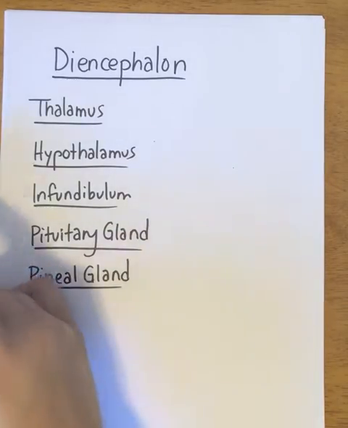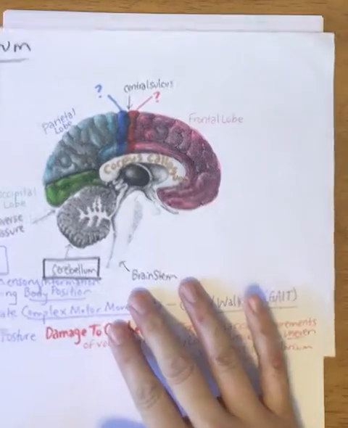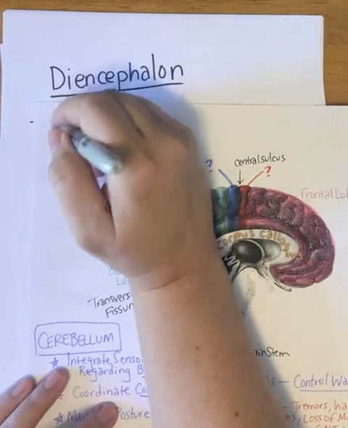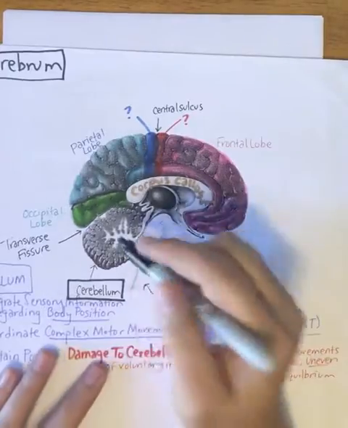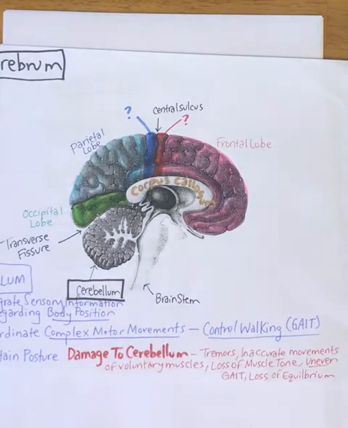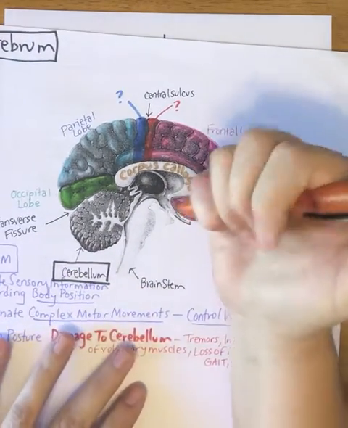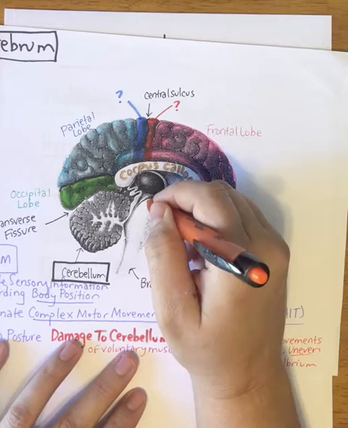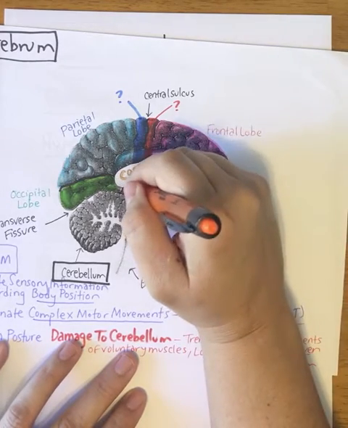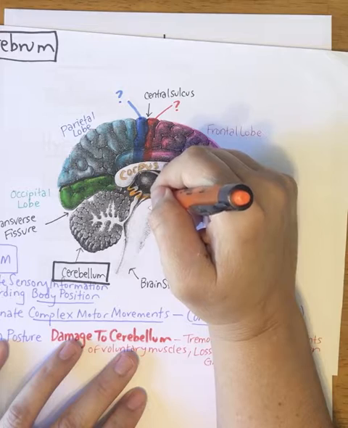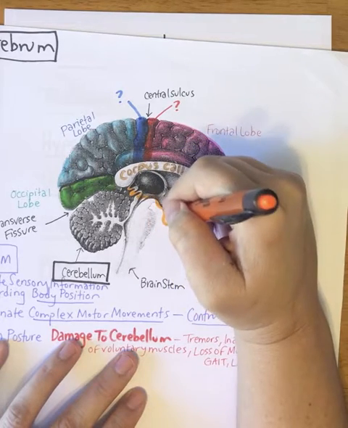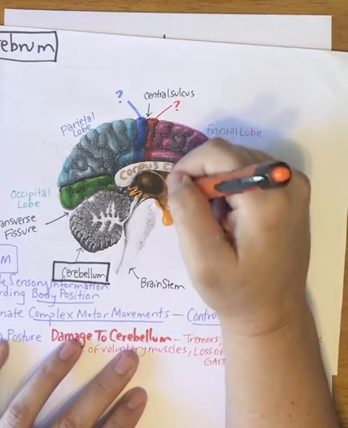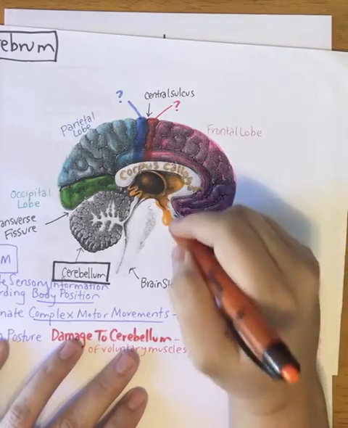All right, when we look at the diencephalon, our four divisions, we have the cerebrum, that's the largest part, the cerebellum, and now we have the diencephalon. Now, the brain stem is going to be from here to here. The diencephalon includes everything between. So all the way to here. So it's underneath the corpus callosum. These are all regions of the diencephalon.